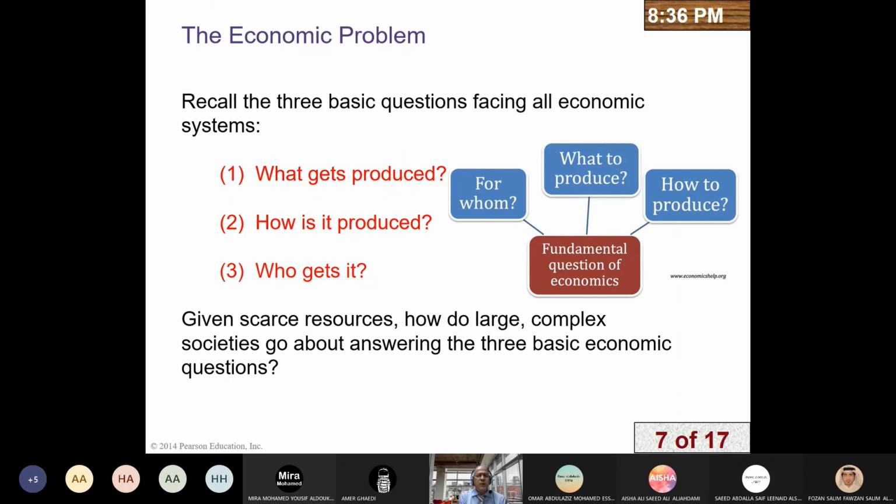How is it produced? Each producer is looking for cheap technology. Assume we have two kinds of resources, labor and capital. So think about the price of labor and the price of technology. The price of labor is called wages. The price of technology, let's say the interest rate, if you get a loan to purchase a machine. So think about the prices of resources, which one is cheaper.